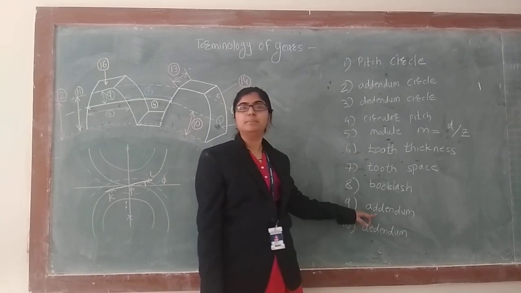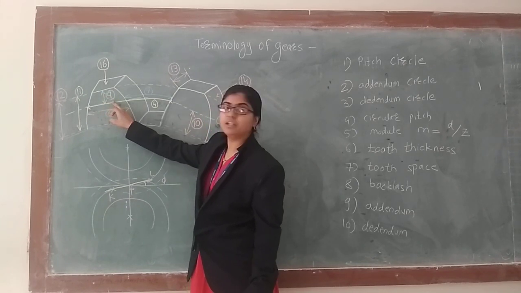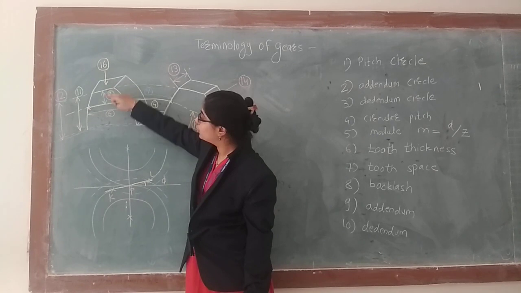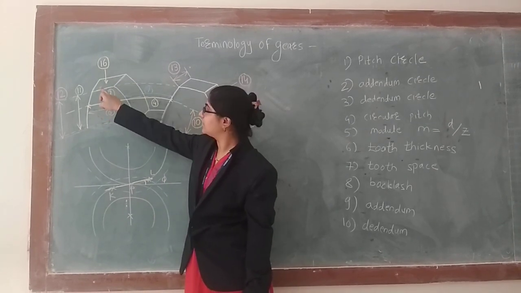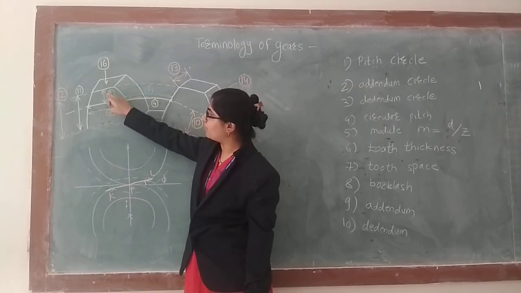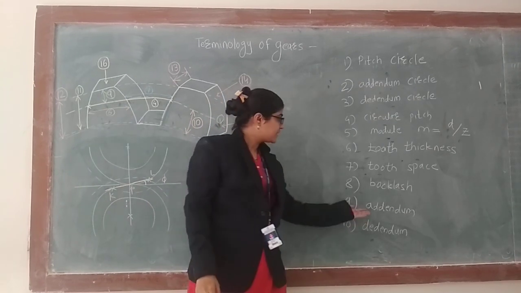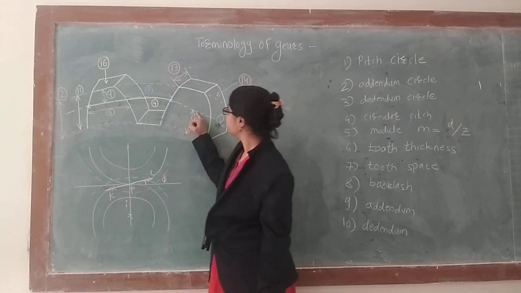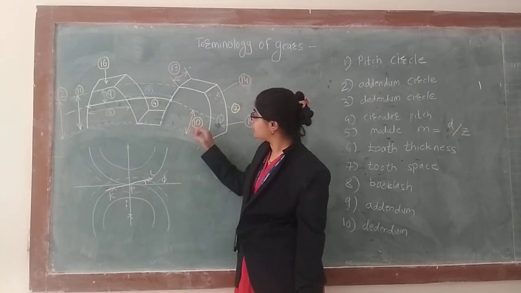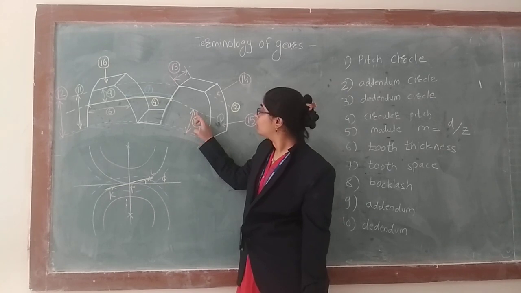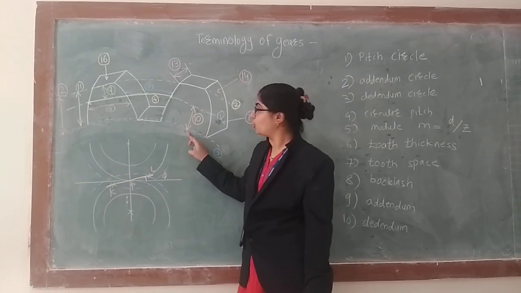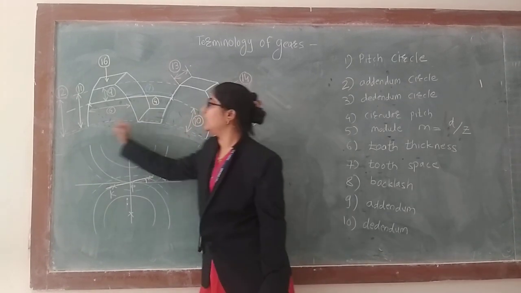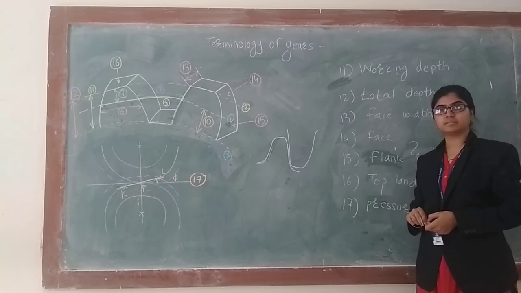Next is addendum, number 9. Here it is shown. It is the radial distance from the top of a tooth to the pitch circle. Next is dedendum. Dedendum is shown over here, number 10. It is the distance from the pitch circle to the bottom of a tooth, or you can say the radial distance from the pitch circle to the dedendum circle.